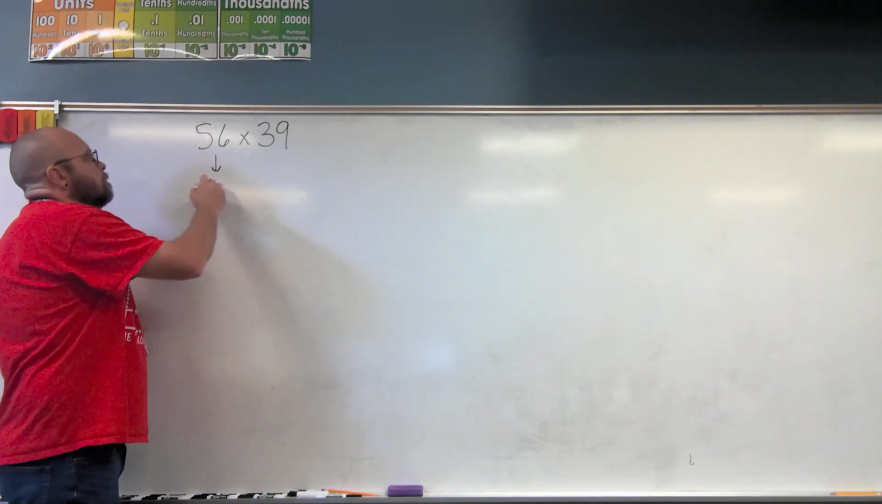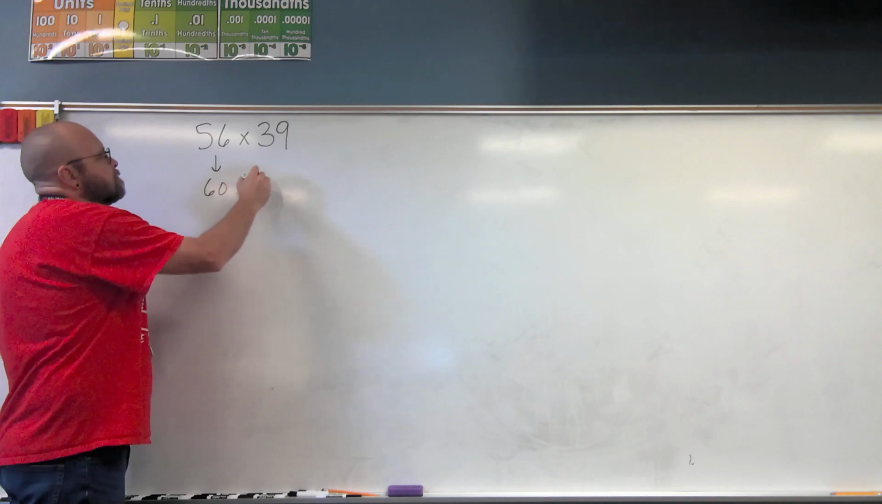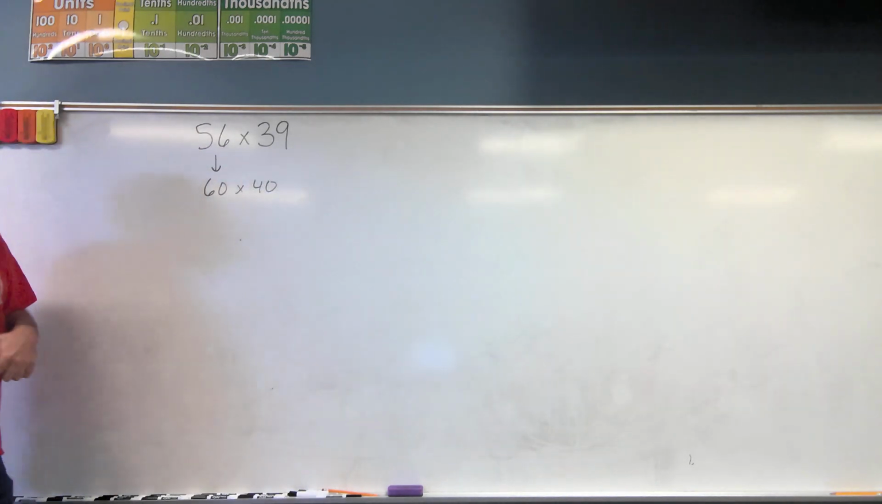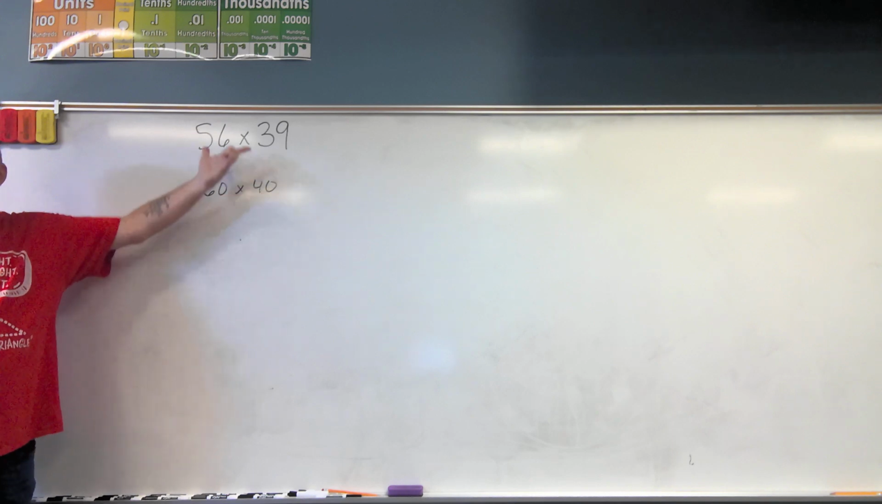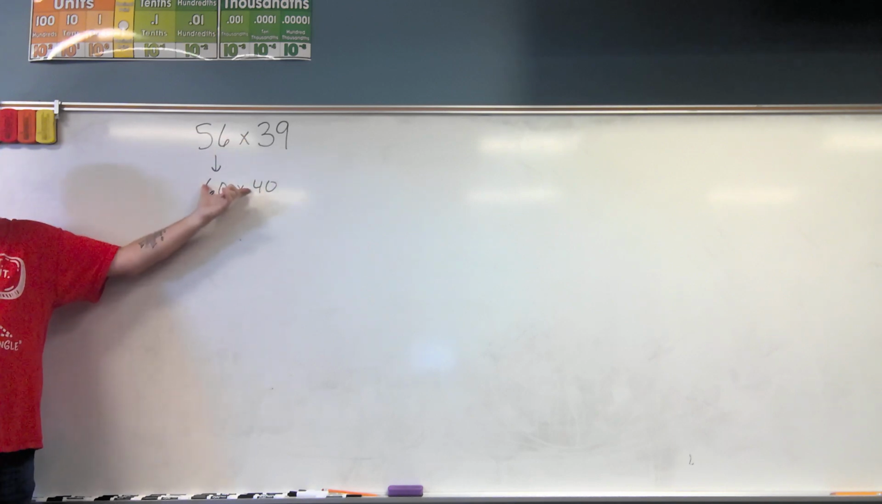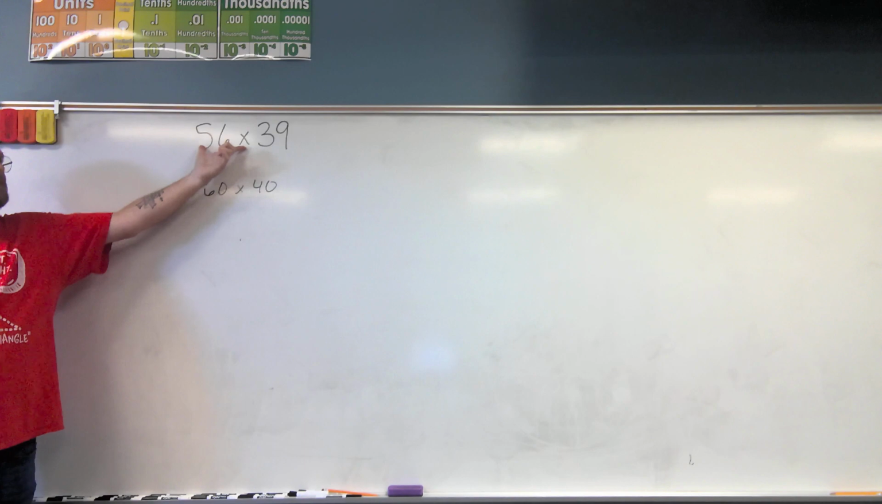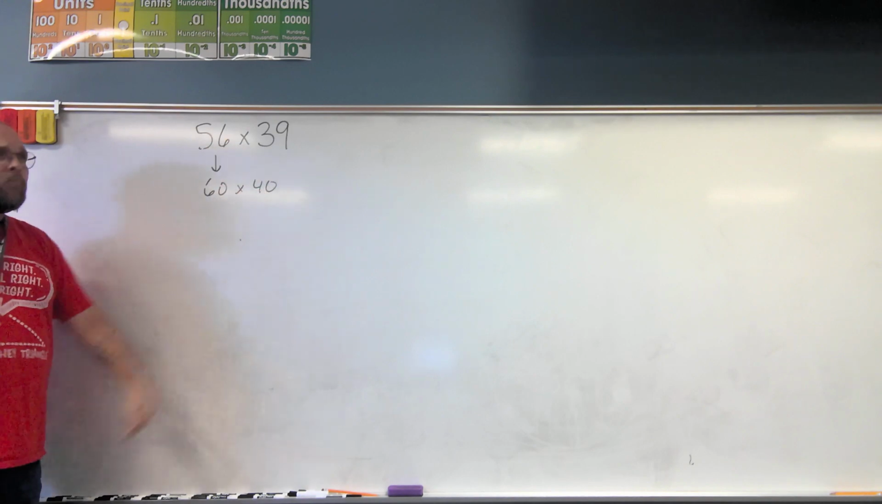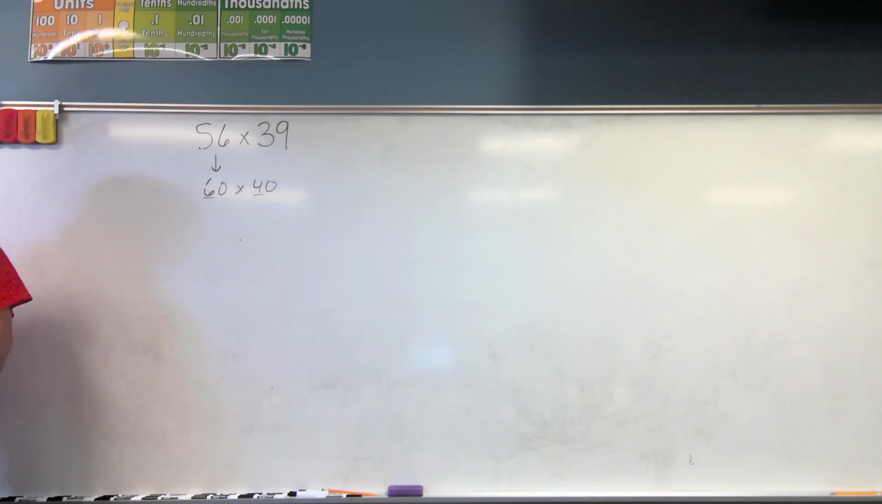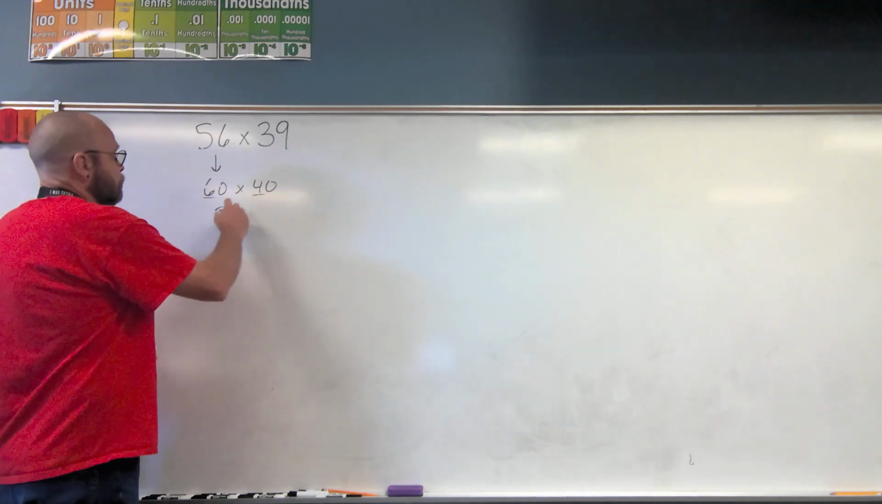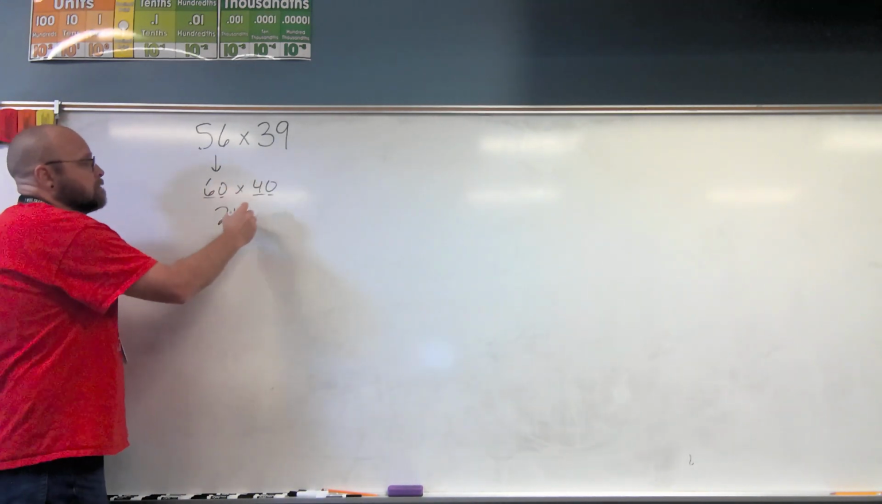First, I estimate. I'm going to make that 60 times 40. Now, I realize I estimated up, so my answer is going to be less than what I get here for 60 times 40, because I made both of these bigger. All I need to know is 6 times 4, which is what? 24. Then I have 2 trailing zeros.